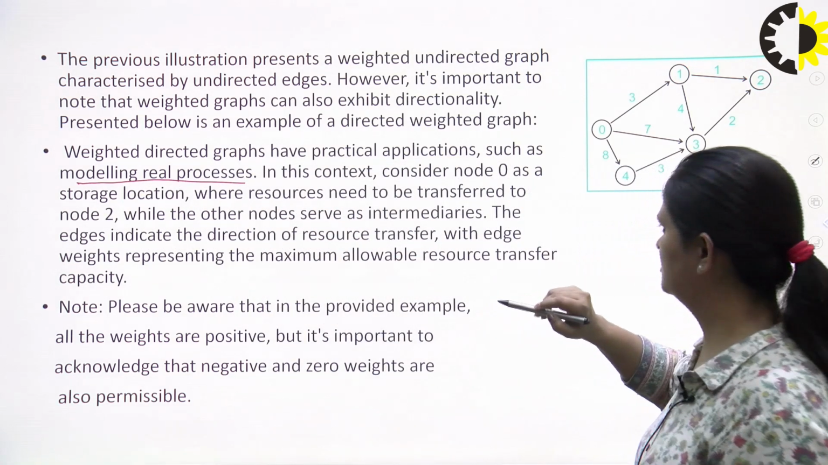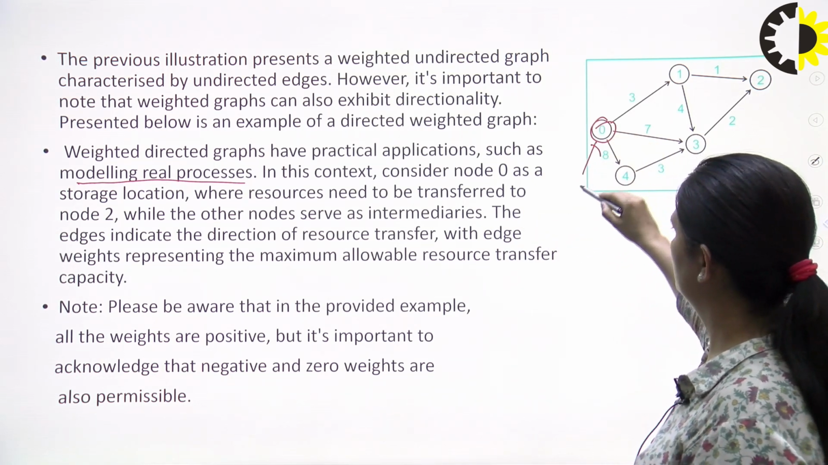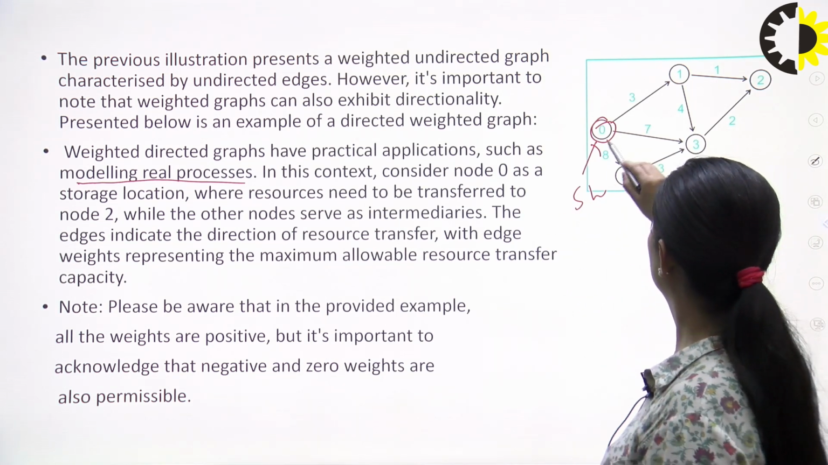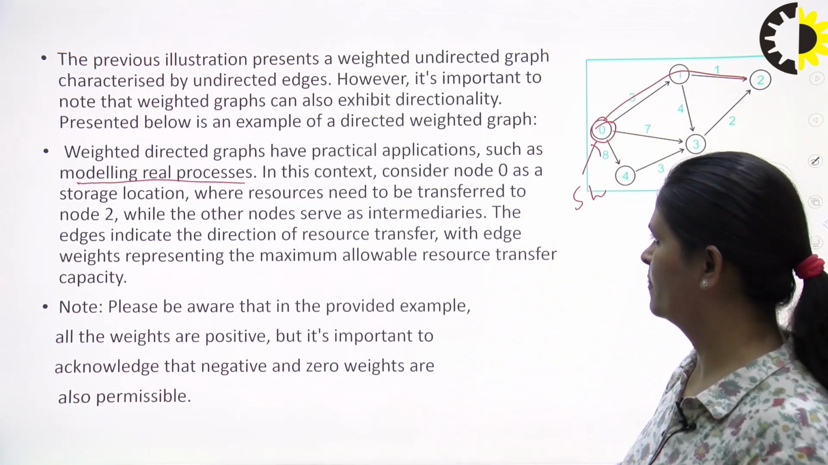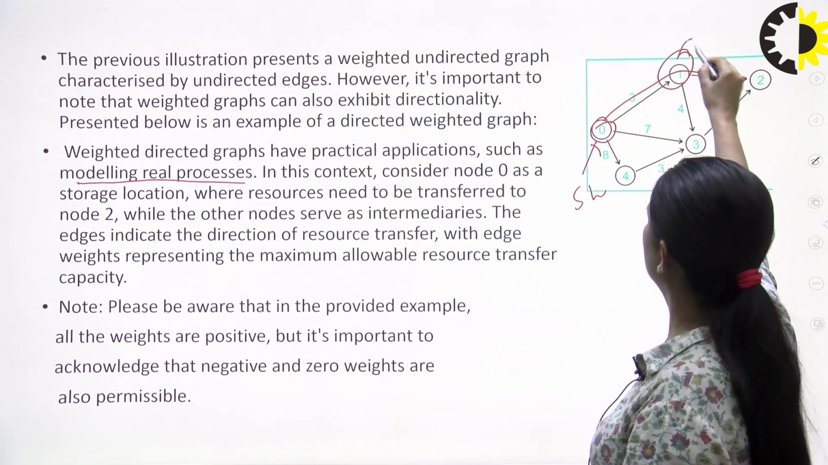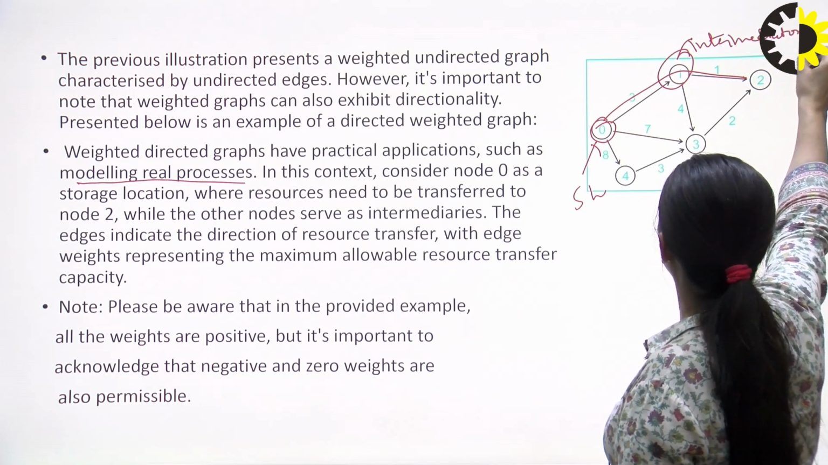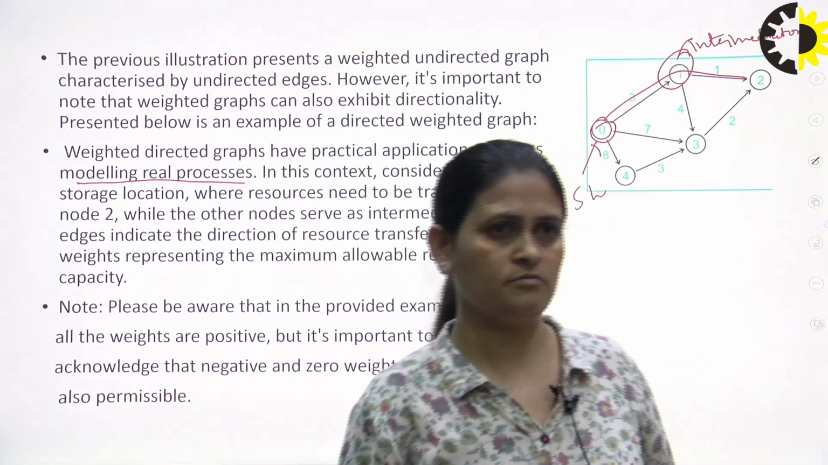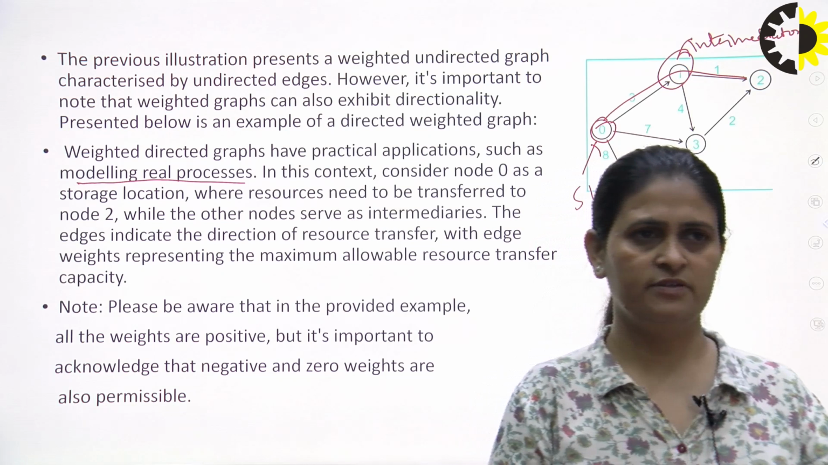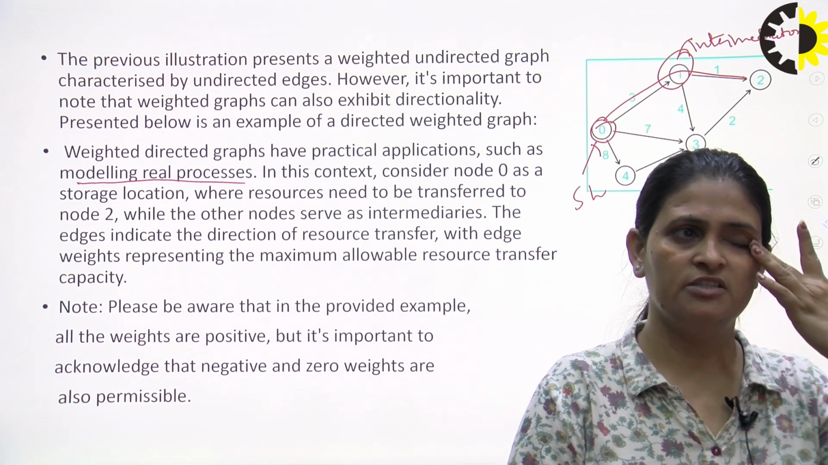In this concept, consider node 0 as a storage location where resources need to be transferred to node 2, while the other nodes serve as intermediaries. The edge indicates the direction of resource transfer, with the edge weight representing the maximum allowable resource transfer capacity.